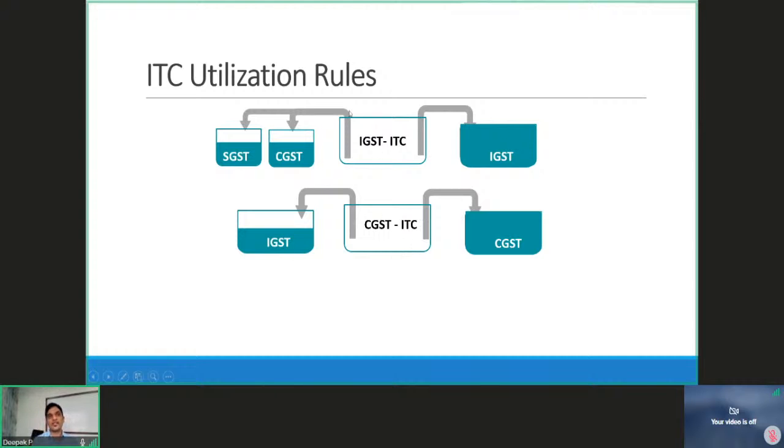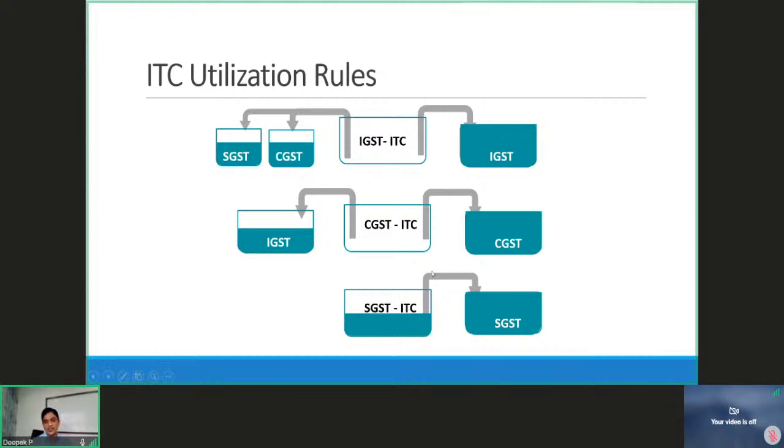Why is the government saying this? IGST is like a platform, a mechanism for facilitating CGST and SGST transactions, interstate and intrastate transactions. So they're saying first utilize your IGST credit completely, then utilize your CGST credit completely, then go to SGST. SGST, if you have any credit and if you have any tax liability for SGST, utilize it. After utilizing there, then you go and use it for your IGST. There is no interplay, no interaction between CGST and SGST. CGST credit cannot be utilized for payment of SGST. SGST credit cannot be utilized for payment of CGST.